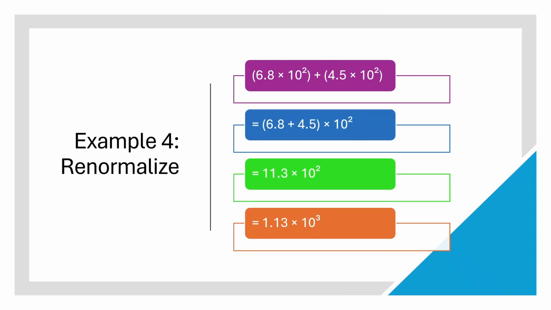the 2. However, 11.3 is not the standard format, so we're going to move the decimal point to the left, having one digit before the decimal point. So our final answer will be 1.13 times 10 to the 3.